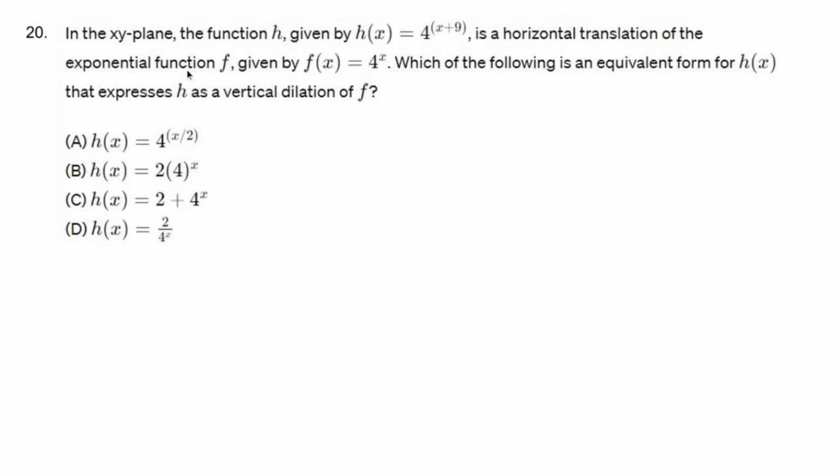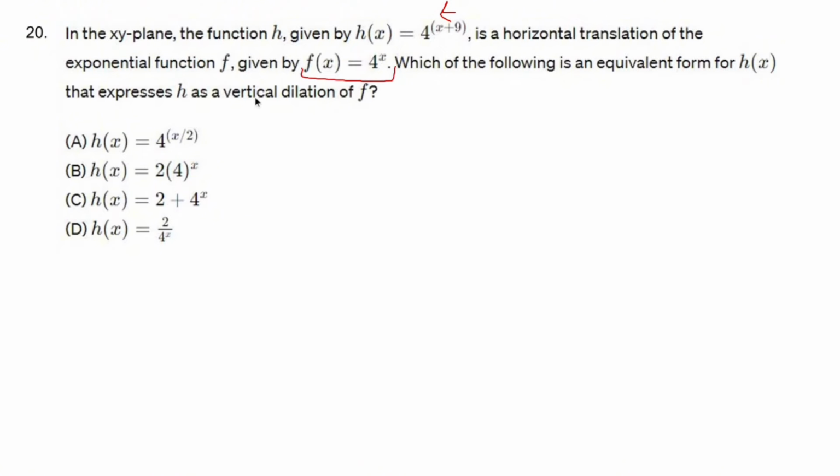In the xy plane, the function h is given by h of x equals 4 to the x plus 9, and it's a horizontal translation of the exponential function f. Well, we could see that because you have positive 9 trapped inside the x parentheses, which means we move left, a negative horizontal translation. So there's the regular function. By adding 9 inside the parentheses, we move left 9. Cool. Which of the following is equivalent for h of x?